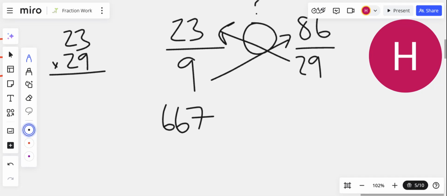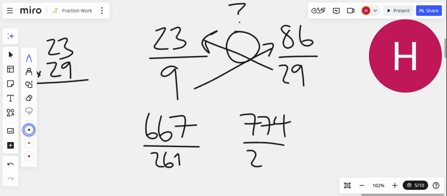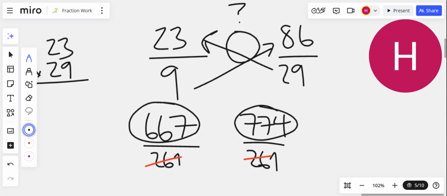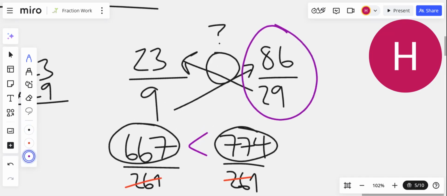So we're going to get 667, and on this side, well, 9 times 80 is 720, so we're already going to get something much bigger, but let's just carry it out. 9 times 86 is going to be 774, and it's over the same denominator. I don't really care what the denominator is, but if you're interested, it happens to be 261. See how they're the same groups of people. We really don't need to consider them anymore. We're just comparing the number of cookies now. And it turns out that this is more, therefore the one on the right was more.